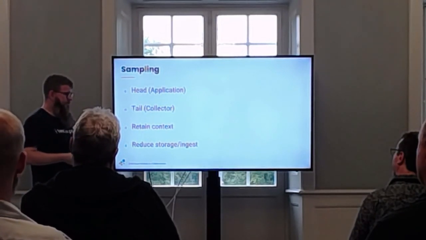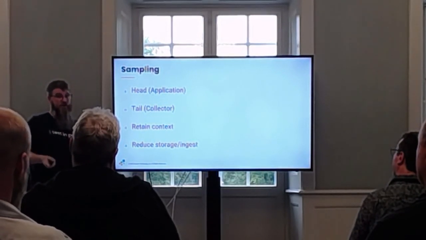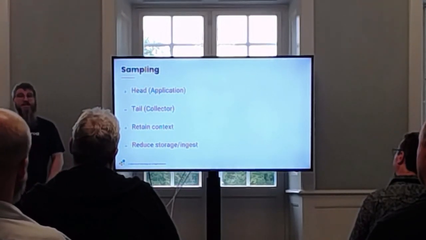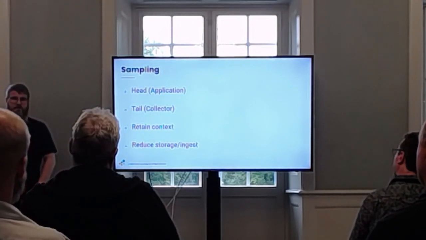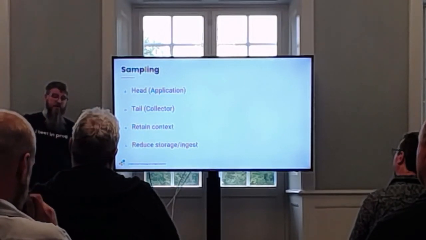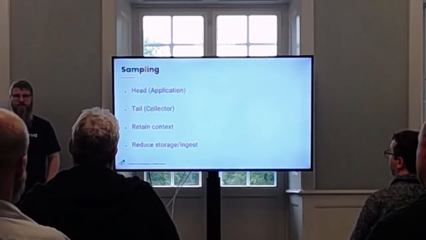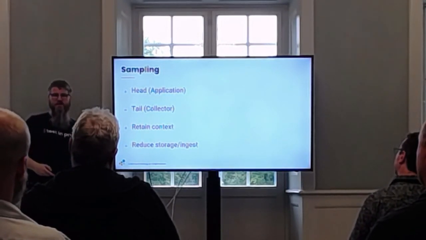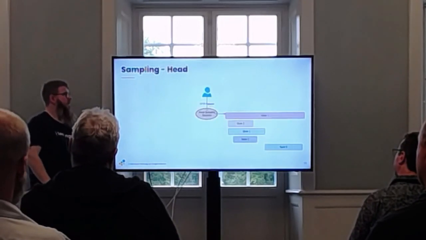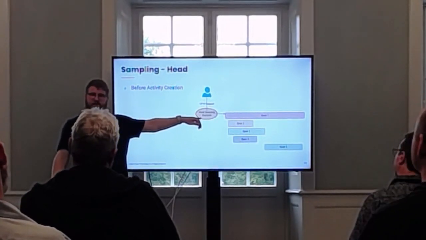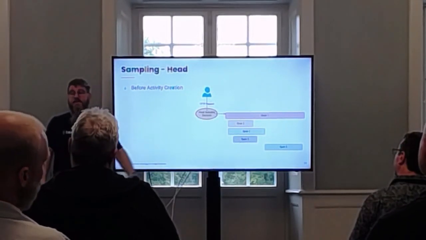But we do it so that we reduce our storage. We don't have to store as much data. It means we don't have to transmit as much data onto the back end that's going to analyze it. And because of those 2 things, our querying ends up being faster. And that's the key to observability, is how quickly can I get the answers to the questions I want to know. So head sampling happens before we create the activity. It happens inside of your application.